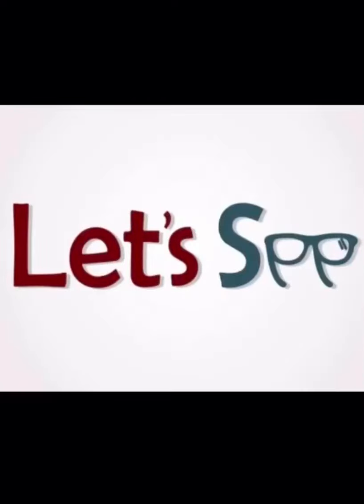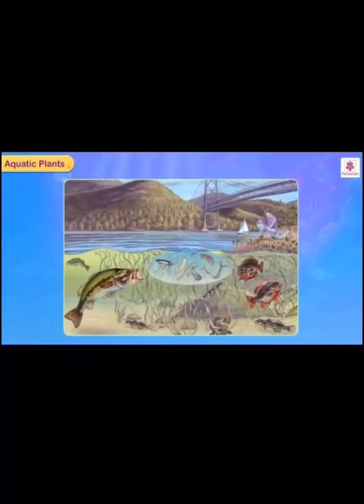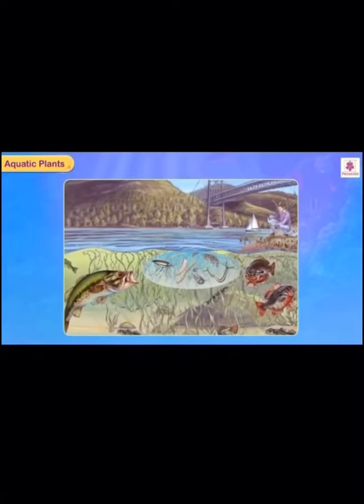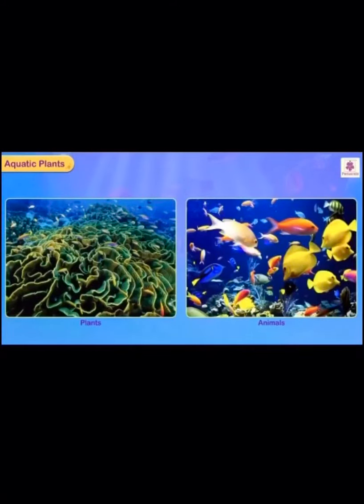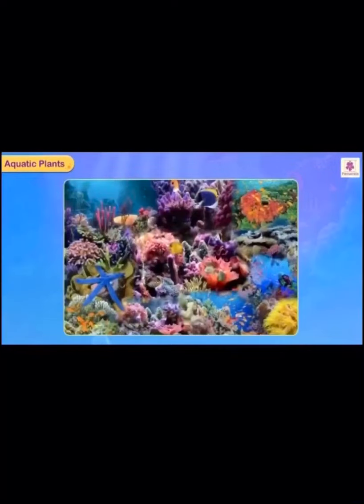Then let's see this video and learn more about water plants or aquatic plants and their features. Aquatic plants. Water is a complete ecosystem by itself. It contains aquatic life in the form of plants and animals that adapt to the aquatic habitat in various ways. These plants are called hydrophytes. Hydro means water and phytes means plants.